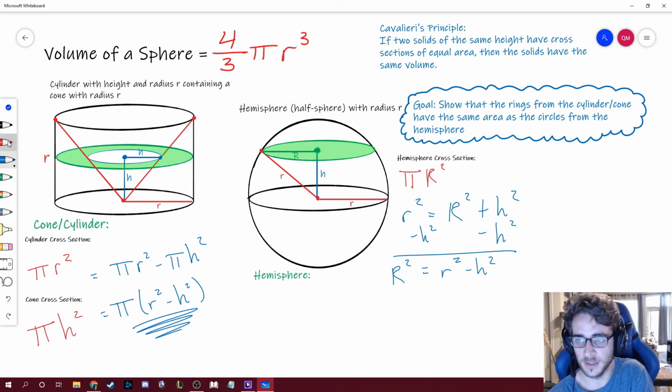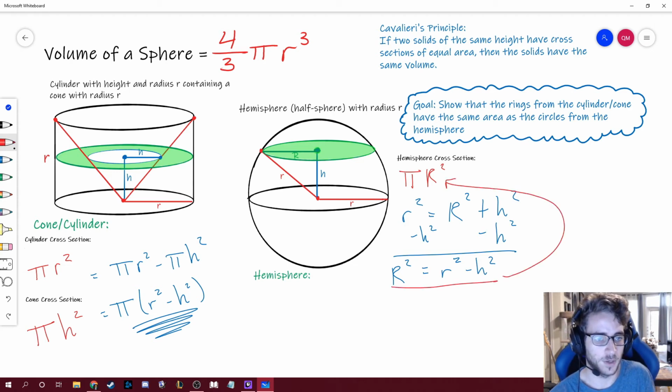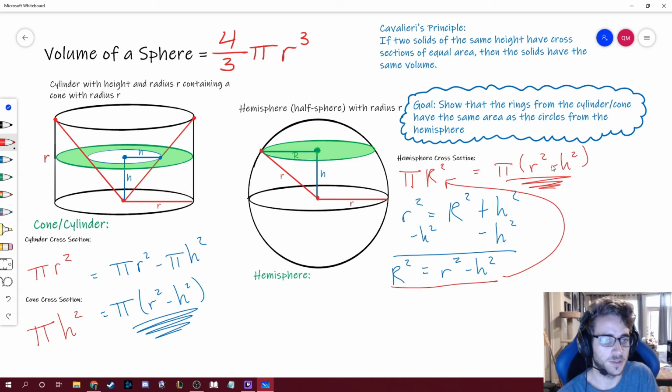So I can take this part and replace the big R squared in my original equation with it. That means that we have pi times little r squared minus h squared. So here's the cross-sectional area of our cone cylinder ring, and here's the cross-sectional area of our hemisphere. Since they are exactly the same, that means that Cavalieri's principle holds, and these two solids have the same volume.